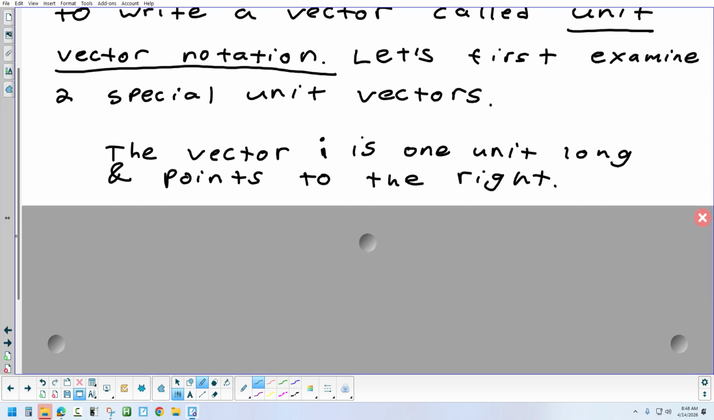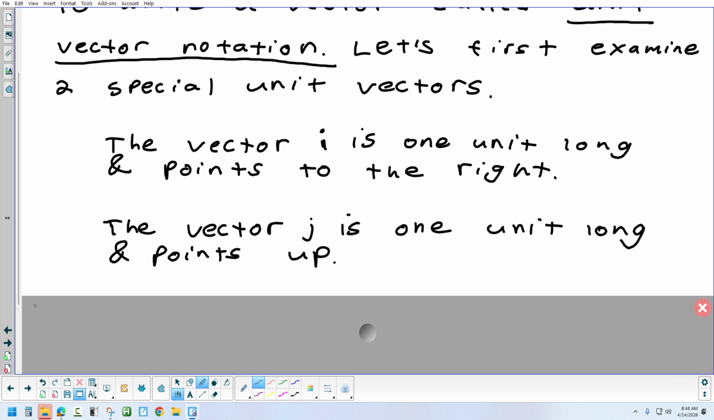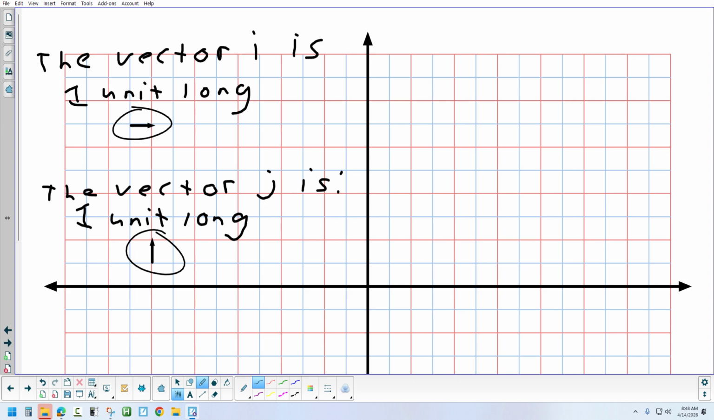Another unit vector that, again, is going to have a special name, and we can't use this letter to name any of our vectors, is j. So j is a vector 1 unit long, and it points up. So if you want to name your vector that you're working with, unless it's exactly 1 unit long and pointing right, or 1 unit long and pointing up, don't use an i and a j. And j looks like that. 1 unit long, and it points up.